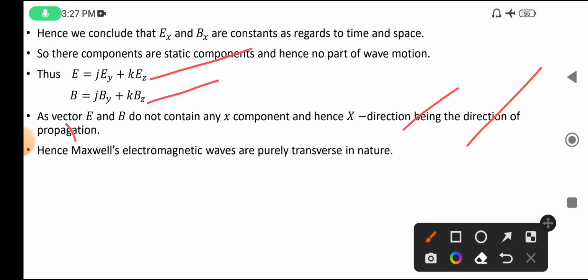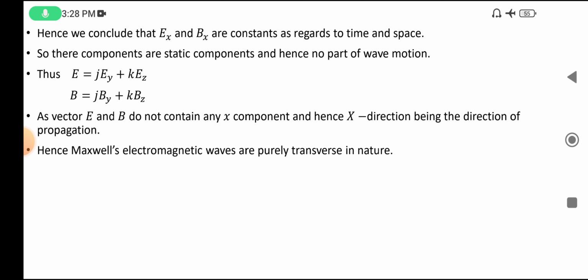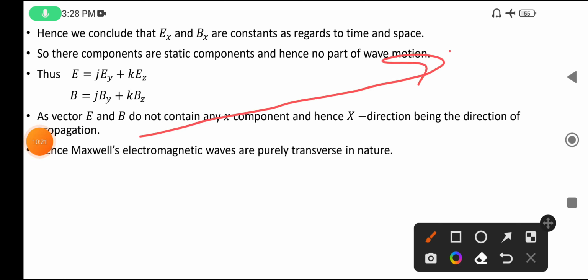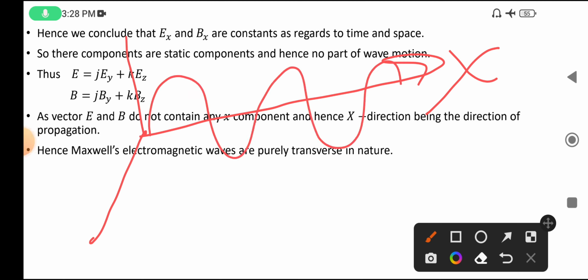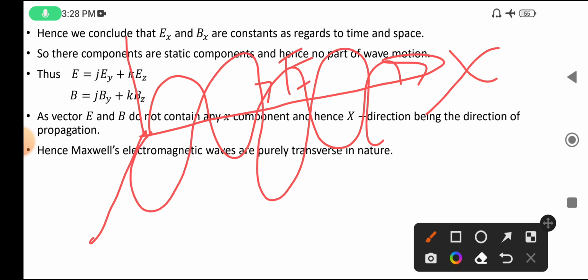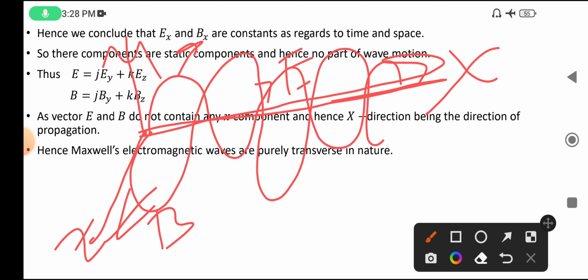Hence Maxwell's electromagnetic waves are purely transverse in nature, meaning they are perpendicular to each other. Suppose it is the x direction, then it is yz. The E wave is traveling like this, let it be the E wave, then the B wave travels like this, perpendicular. It is the B wave, and it is varying in the z direction, and E is varying along y, but no changes along x, no changes, okay, only traveling.